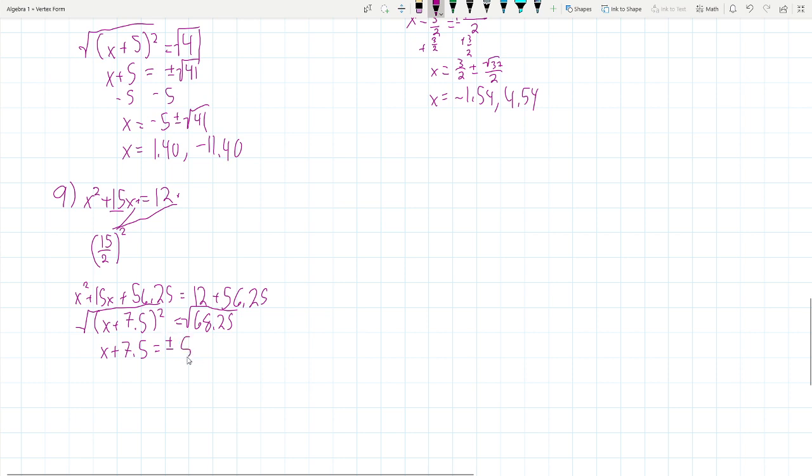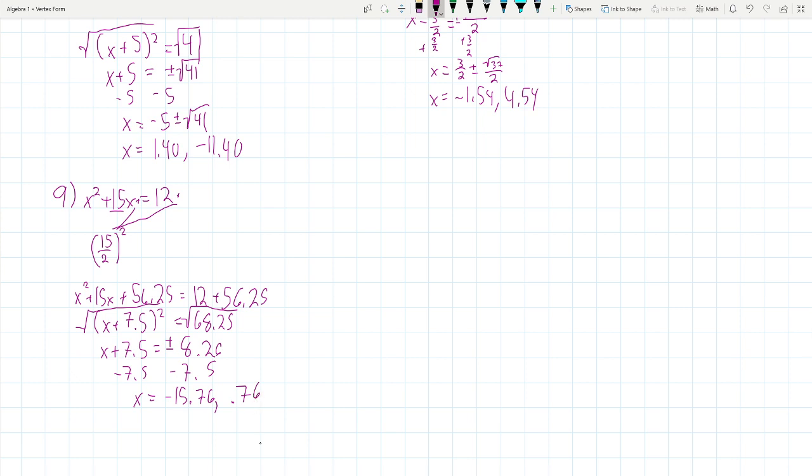This winds up being 8.26. Subtract 7.5. And we get x equals, this winds up being negative 15.7, 0.76 and 0.76.